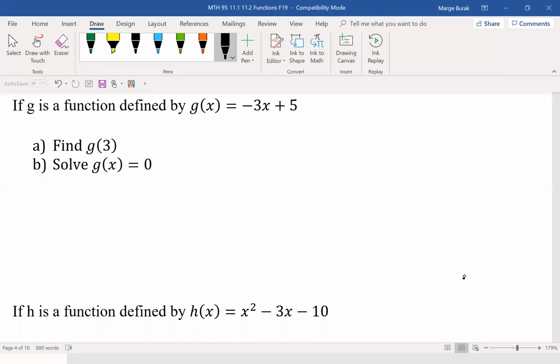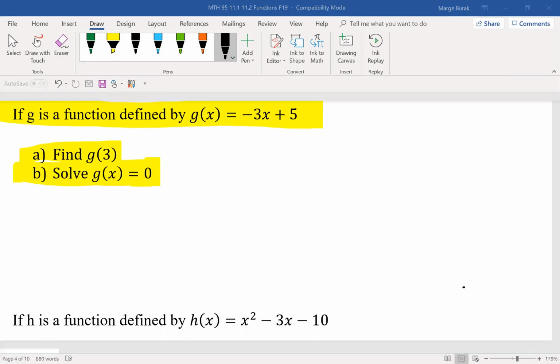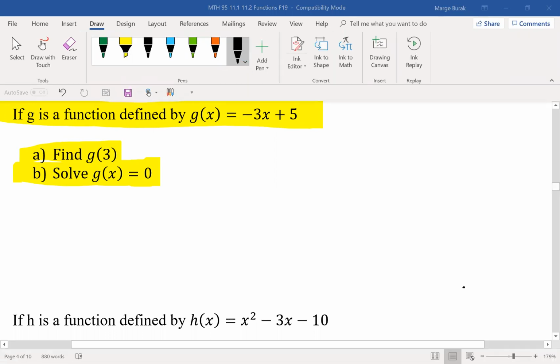Okay, let's continue on with functions. G is a function defined by this equation. We're going to find g of 3, and then we're going to solve when it's equal to 0. So let's start with A, and that would be, we're going to find g of 3.